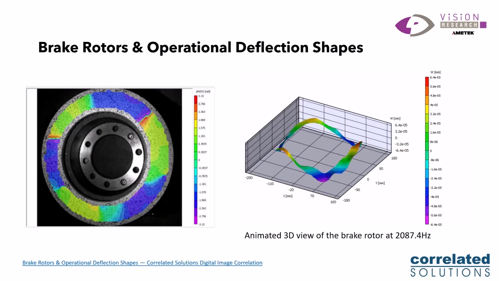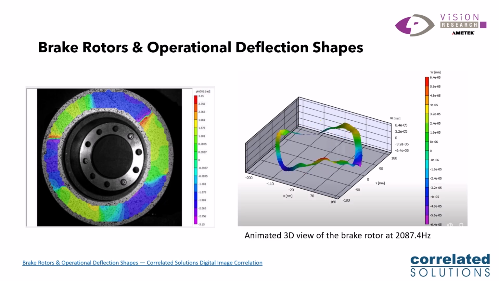Here we have a vibration analysis. This is from Correlated Solutions. In this, they're essentially showing how you can do an animated 3D view of a brake rotor at 2087 Hertz. So what you're looking at is essentially the operational deflection shape of that rotor during a high-speed test.